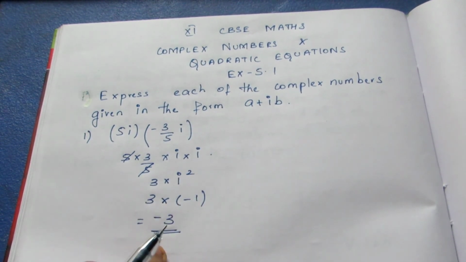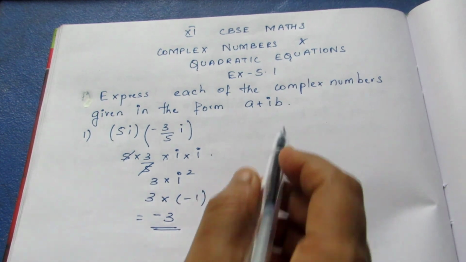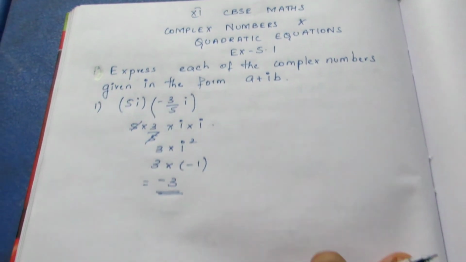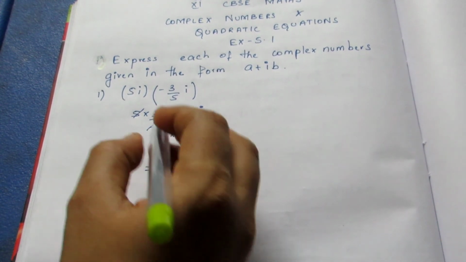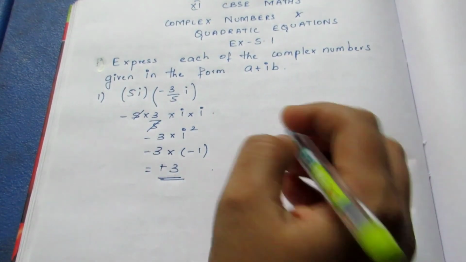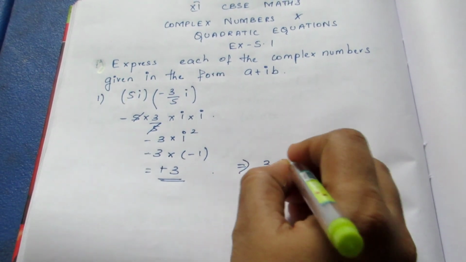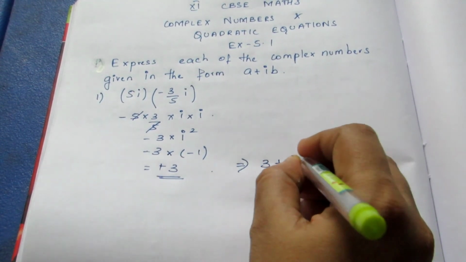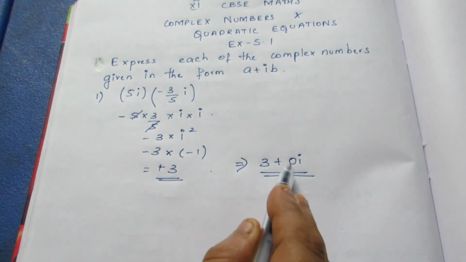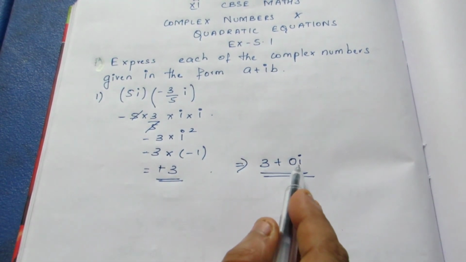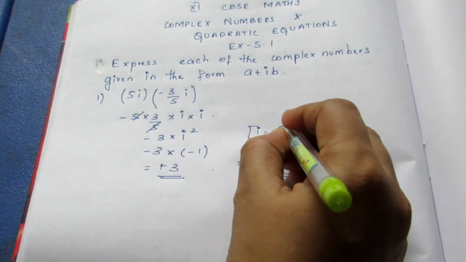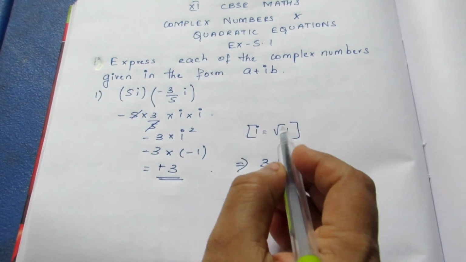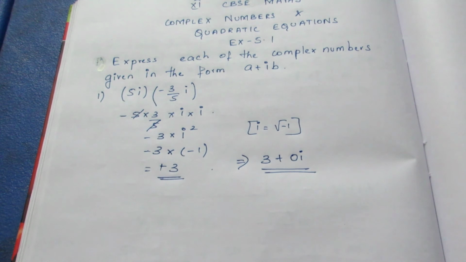So this is the answer, but we want it in the form a plus ib. As there is no imaginary part, there is no i here. So here it is minus, and minus into minus will become plus. So we can write this as 3 plus 0i, because we need to write the a plus ib form. We know that i equals root of minus 1, so i square will become minus 1. That's why I have written minus 1 here. This is the first sum.